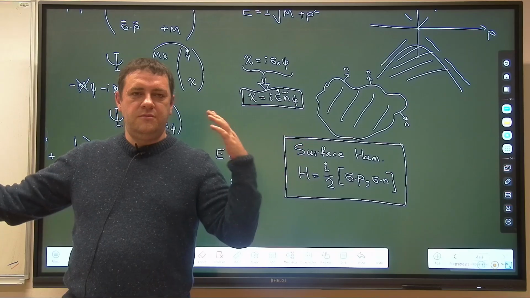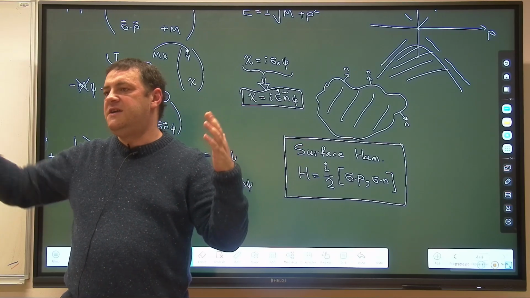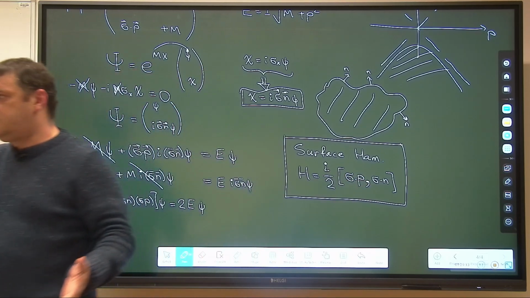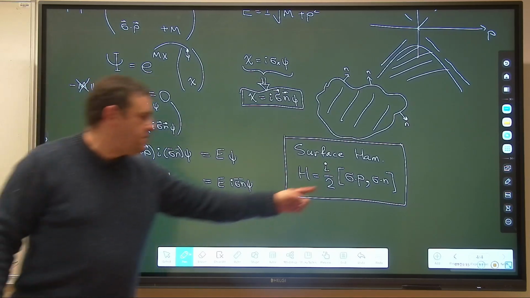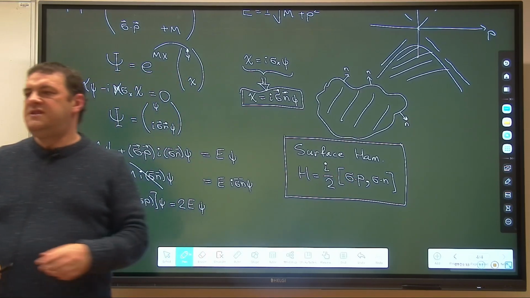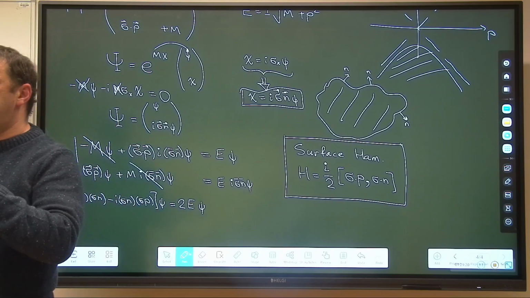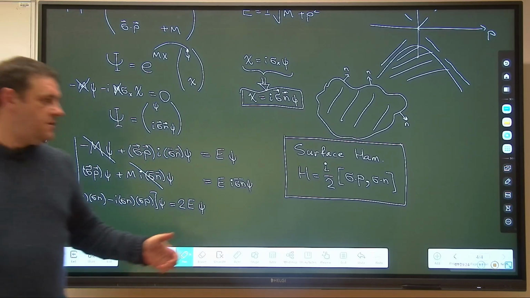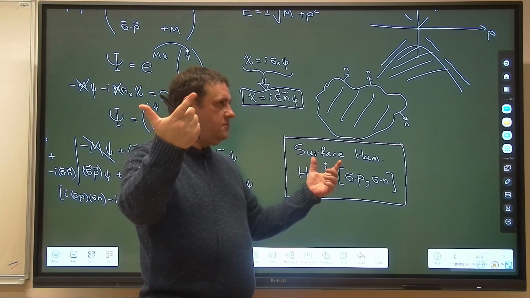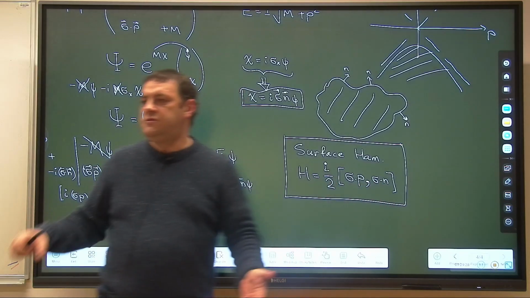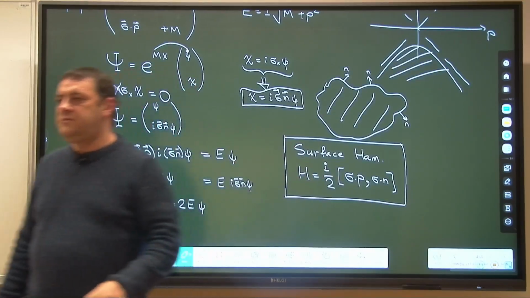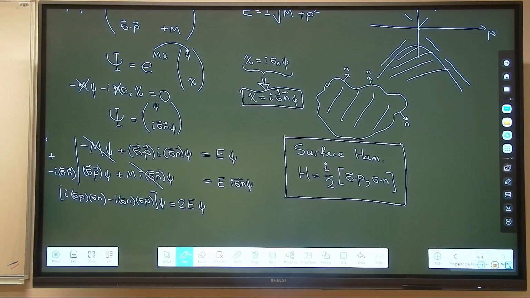Reference frame, the components of P change as the components of a vector. N is also a real and true vector. That's nice. Sigma dot P is a pseudo-scalar. It is like a scalar, but it changes sign if you do inversion. Sigma n is also a pseudo-scalar, and the commutator of them is a real scalar. So the Hamiltonian is a real scalar. It does not depend on how you choose the basis.